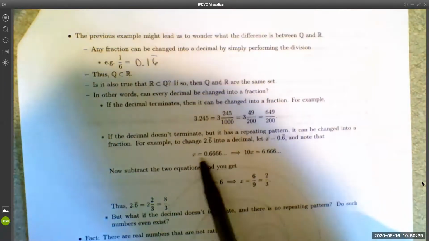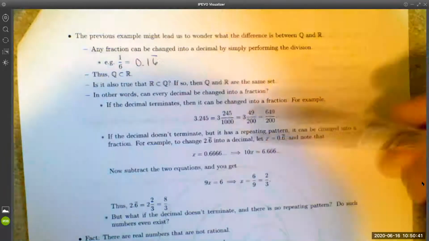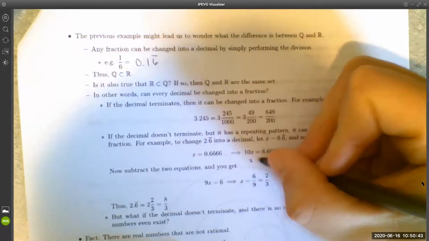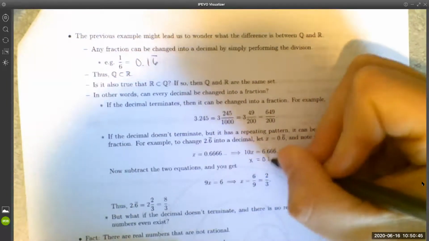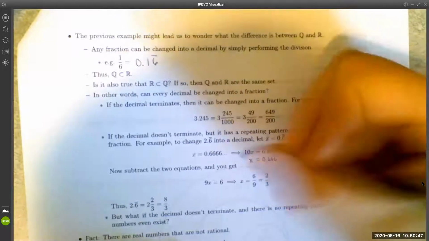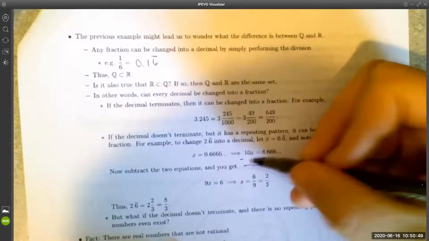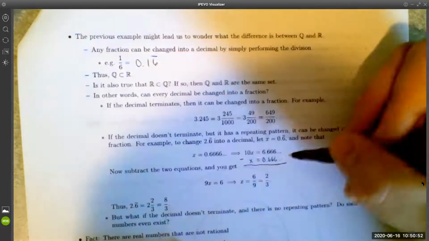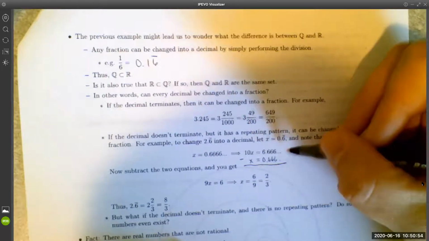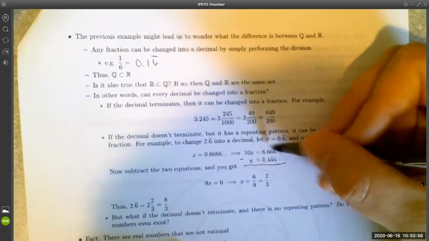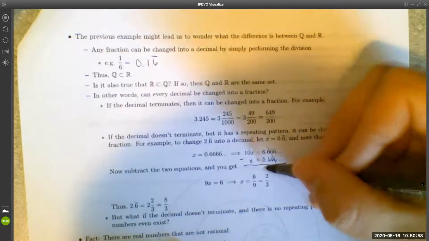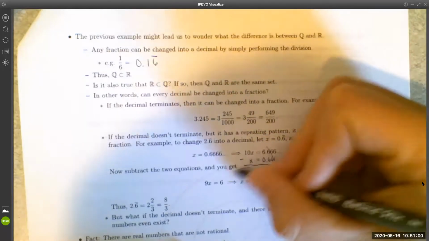Now, if you subtract these two equations, right? If you do 10x minus x, that is 9x, and 6.6 repeating forever minus 0.6 repeating forever is just going to be 6, right? You get 9x equals 6.